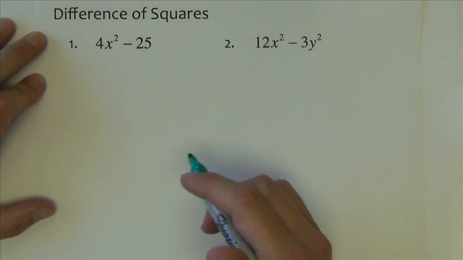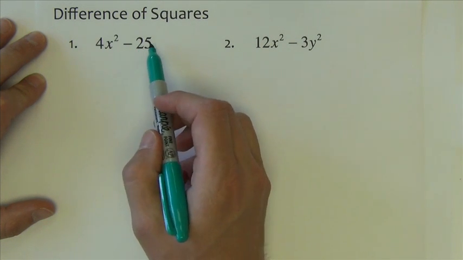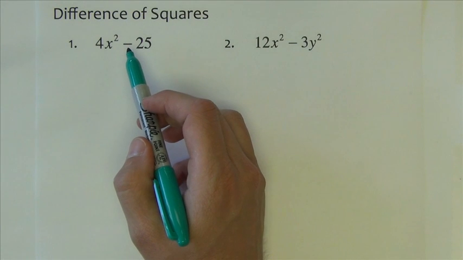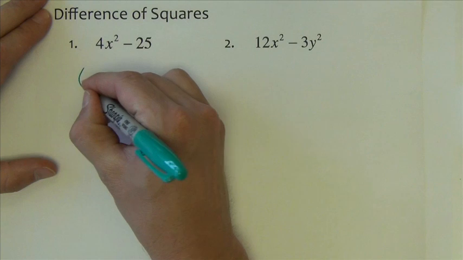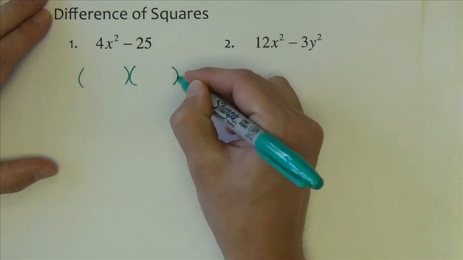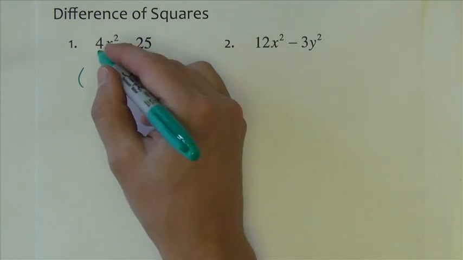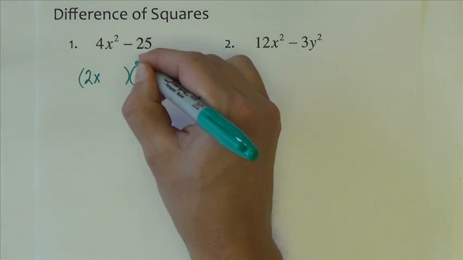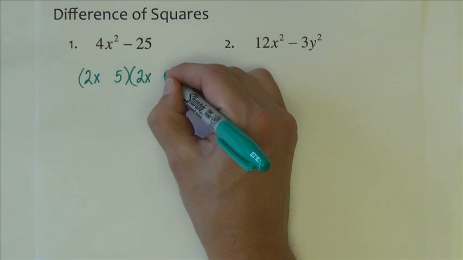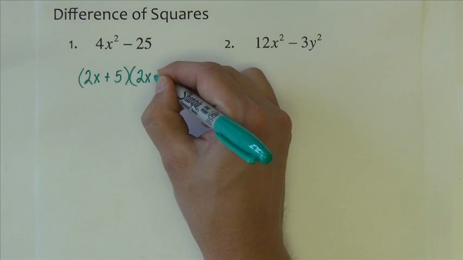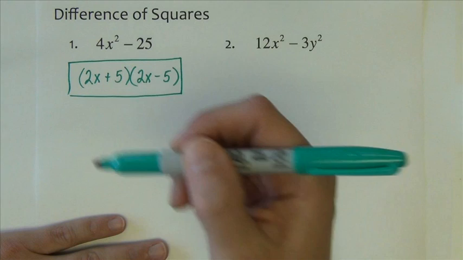Okay, my difference of squares examples. I got 4x squared minus 25. 4 is a perfect square, 25 is a perfect square, of course x squared is a perfect square, there's the difference, subtraction, so all the components, everything I need is there. I'm going to set up my 2 binomials, and the way we do this is we just take the square roots of each term. Square root of 4x squared is 2x. Square root of 25 is 5. One gets a plus, one gets a minus, and that's finished. There's nothing more to it than that.